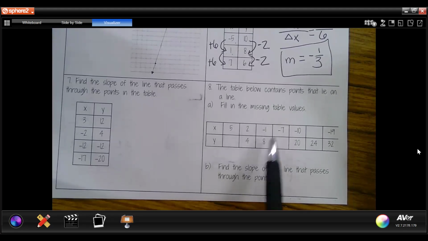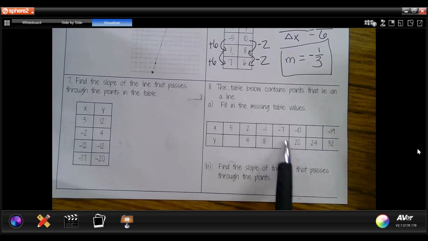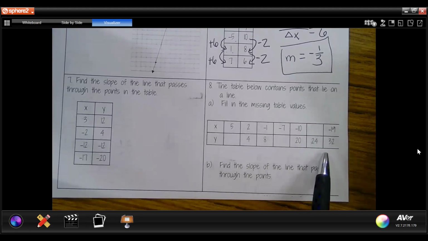-1, 8 is a point. -7, oh my gosh, I can't speak. -7 and this one is a point. -10, 20 is a point. Something and 24 is a point. And then -19 and 32 is a point.